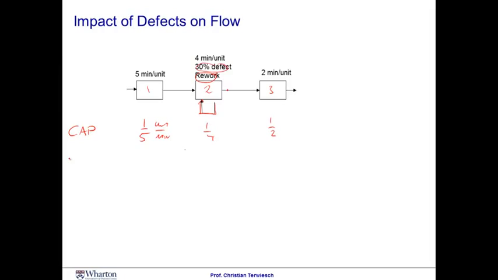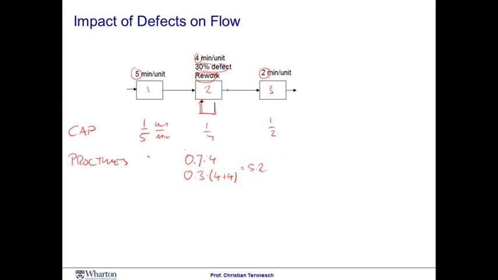Instead of saying that my processing times are 5 minutes, 4 minutes, and 2 minutes, I have to acknowledge that for the second step, with a 70% probability, it will take me indeed 4 minutes. That means everything goes well. However, with a 30% probability, it's going to take me 4 plus 4 minutes. So the expected processing time is simply 0.7 times 4 plus 0.3 times 8, which equals 5.2 minutes.